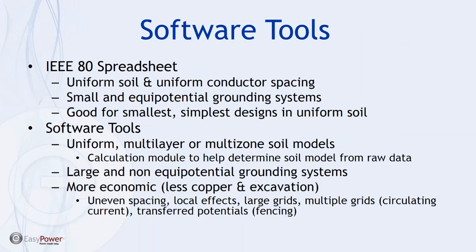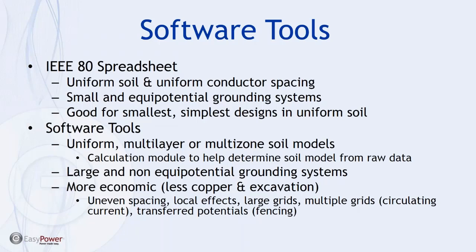So, software tools that are used to aid in the calculation of this design. The most basic that is available and has been available for a long time is the IEEE 80 spreadsheet. This is a spreadsheet that can take a user through all of the calculation steps necessary to design a grid. It is useful for a full design, but only in limited situations, because it requires uniform soil, uniform conductor spacing, generally good for small and equipotential grounding systems.